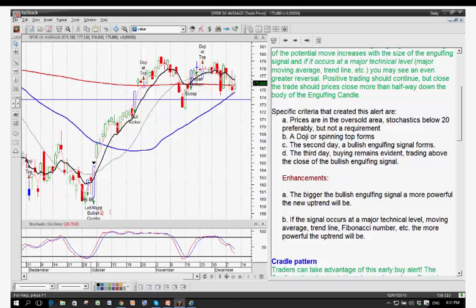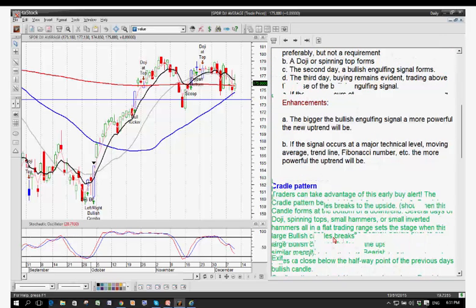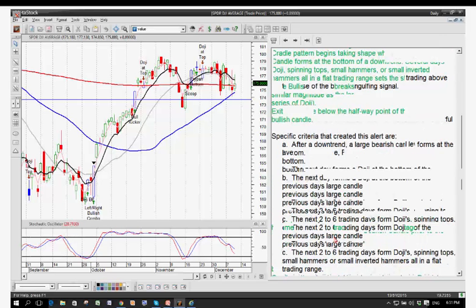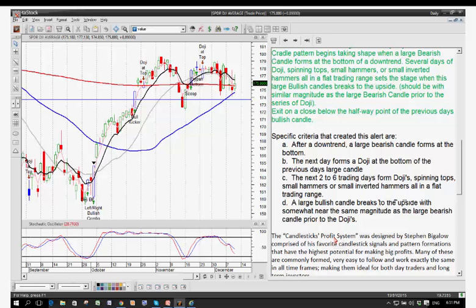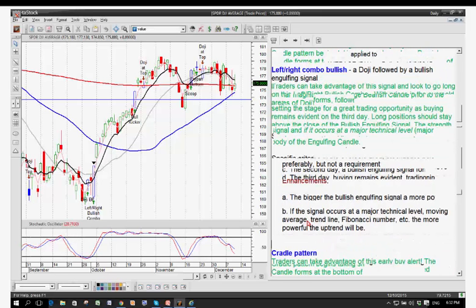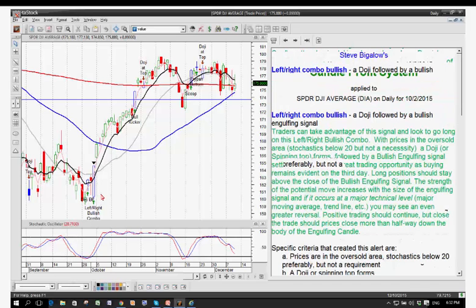In this particular case, we actually had 2 patterns that formed on this day. We had the left-right bullish combo, and we also had the cradle pattern. So it's also going to tell you about that, give you the specific criteria that drive that particular pattern, and the enhancements for that pattern as well. So it works really, really well to allow you to look at stocks after you've run a scan and help you figure out which ones work.